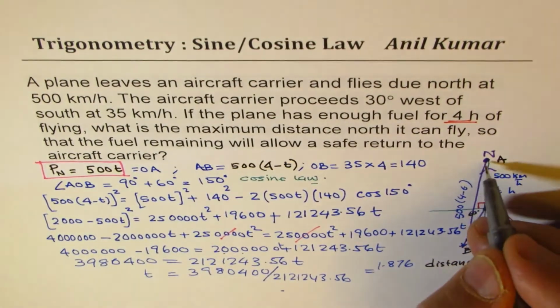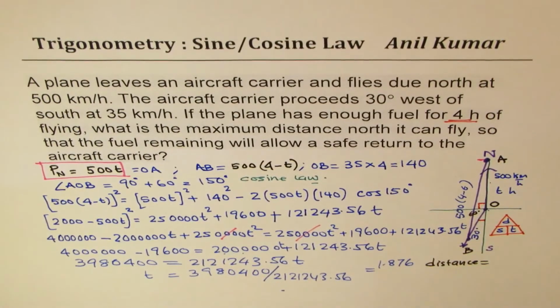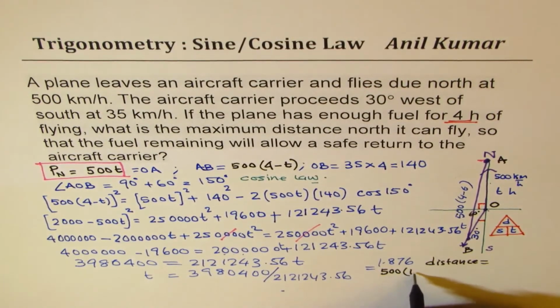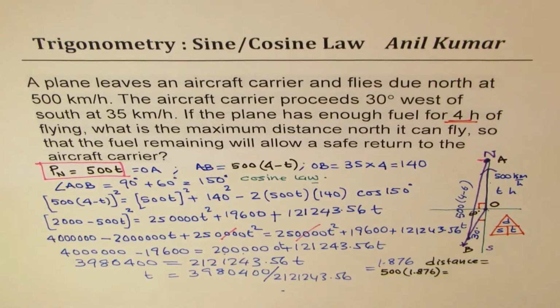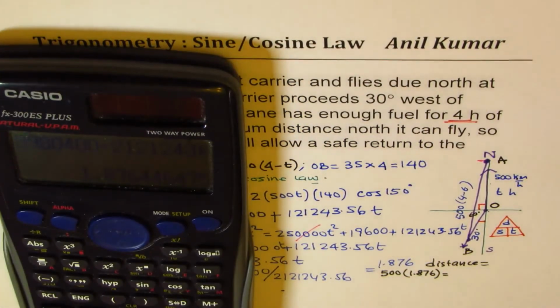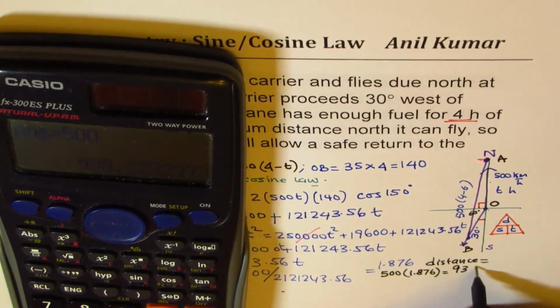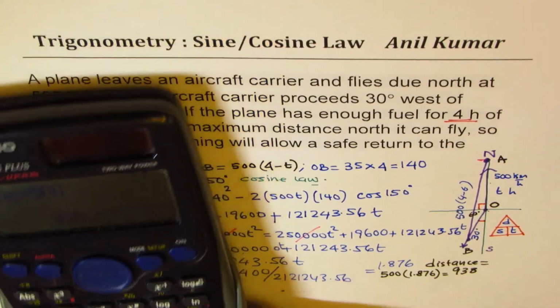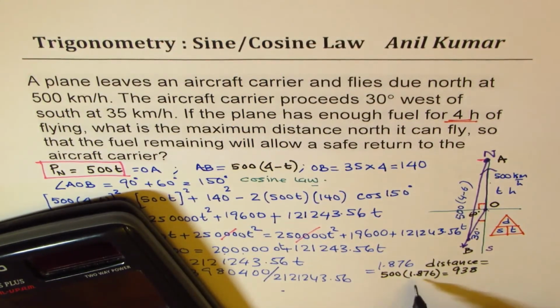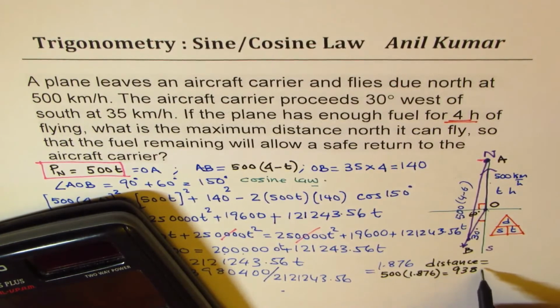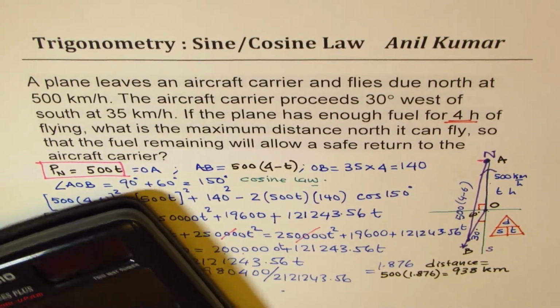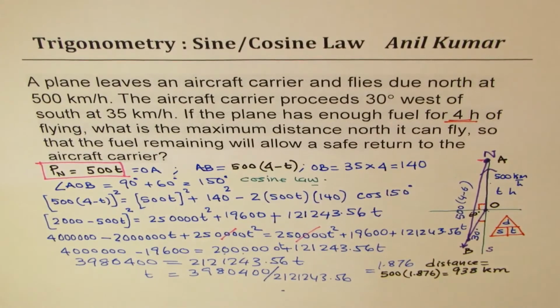Distance it is flying north, right? This distance. So that should be 500 times 1.876. So we already have that number, times 500 gives us 398.2. Let's round it to the whole numbers. So 398 kilometers. Does that make sense to you? So that is the maximum distance the plane can fly safely north, rounded to whole numbers.